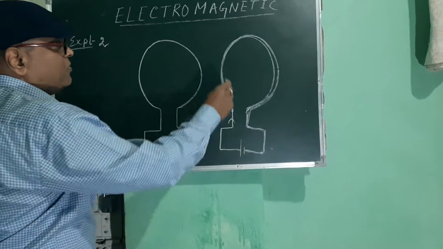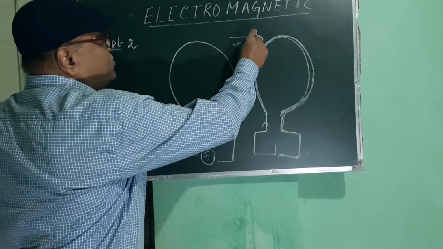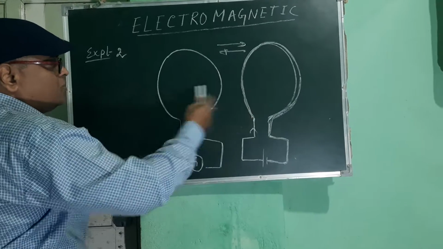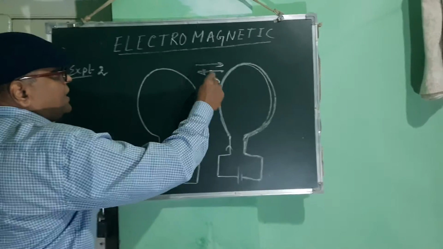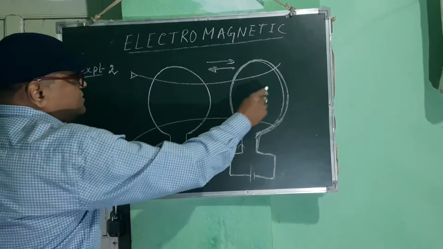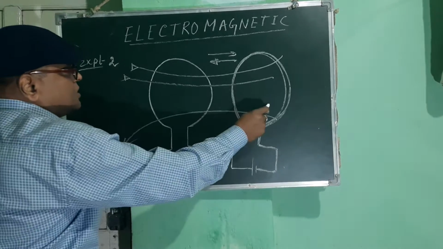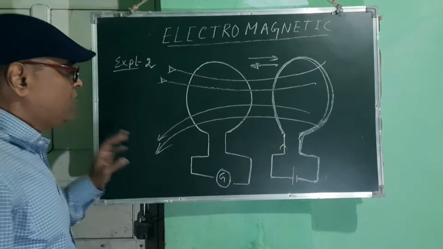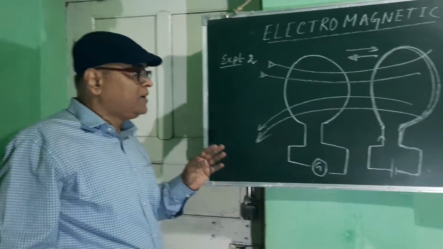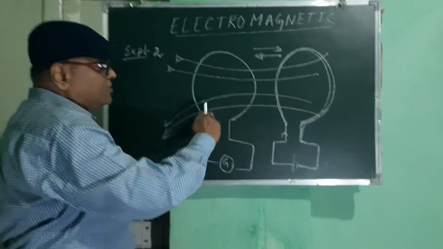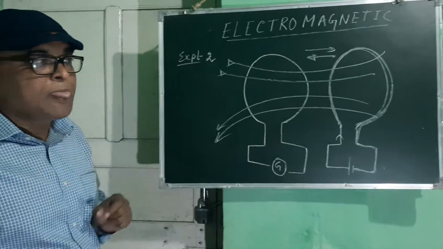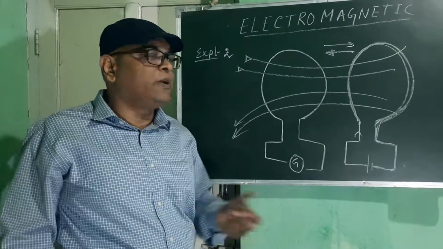Now, if it is moving to and fro, then what will happen? If it is moved towards the coil, then the amount of magnetic flux will increase. So the deflection of the galvanometer will show. If it is moved away from the closed loop, then the galvanometer will deflect in the opposite direction.